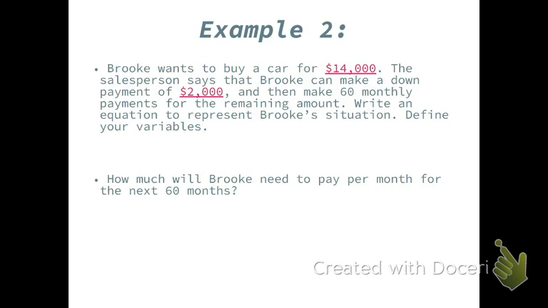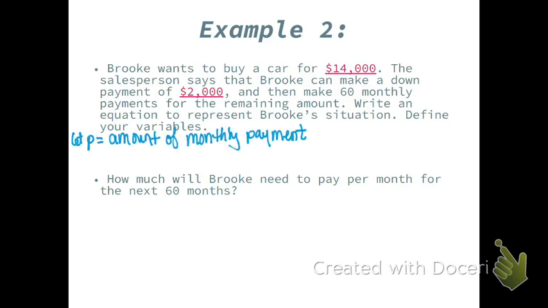Now here's our next example. Next we have Brooke. Brooke wants to buy a car for $14,000, and her down payment is going to be $2,000. She's going to make 60 monthly payments to pay off the rest of the car. We're going to come up with an equation to represent this situation, making sure we define our variables, and then we want to use that equation to figure out what her monthly payment is going to be.